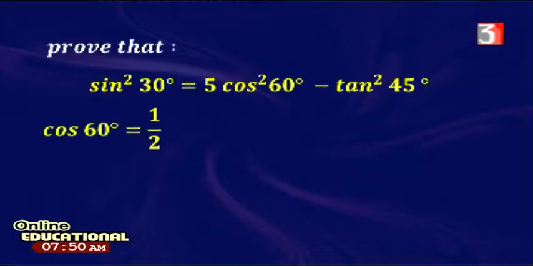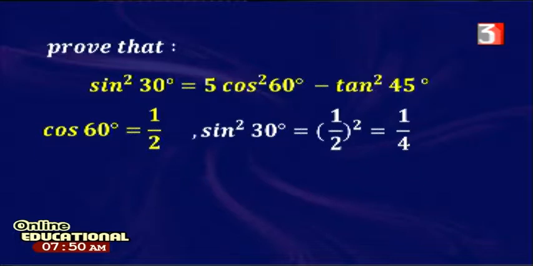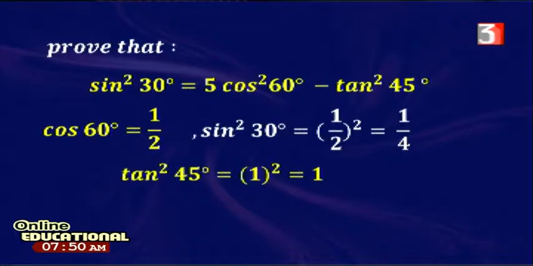First of all, I'm going to start with cosine 60 degrees. What about cosine 60 degrees? It is 1 over 2. Then what about sine squared 30 degrees? Sine 30 equals half, and by squaring it, half to the power of 2, you obtain 1 over 4. Then what about tan 45? Tan 45 equals 1. So to find tan squared 45, it's 1 to the power of 2, giving 1.